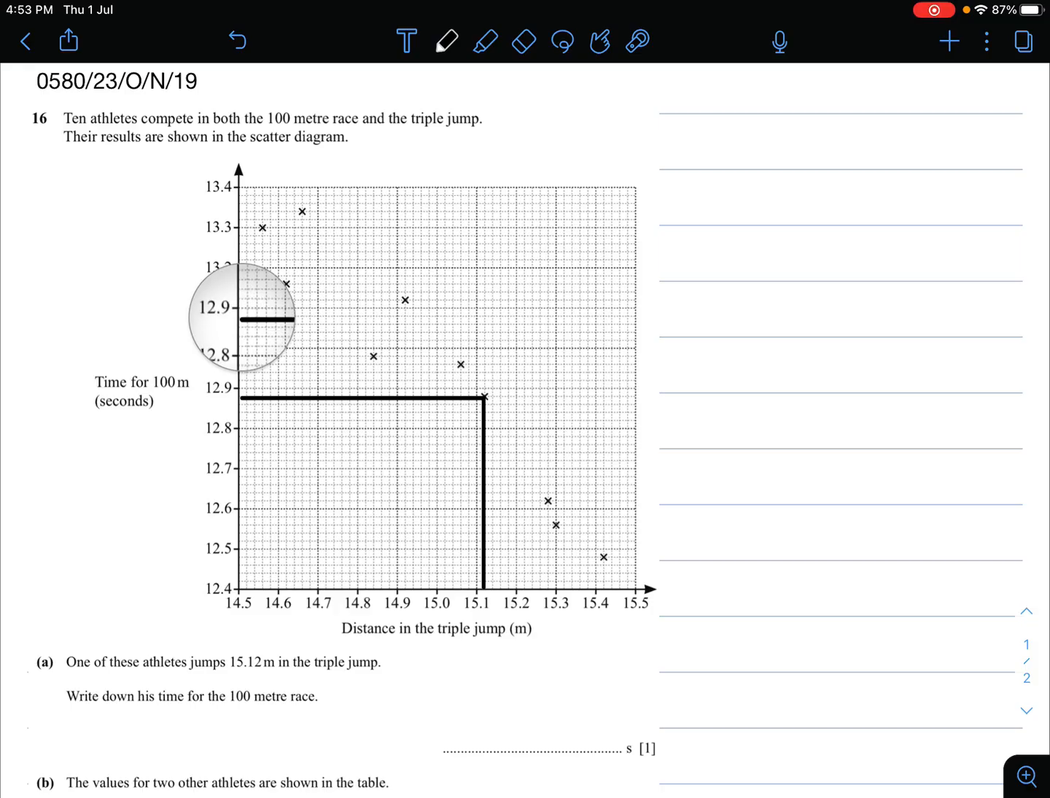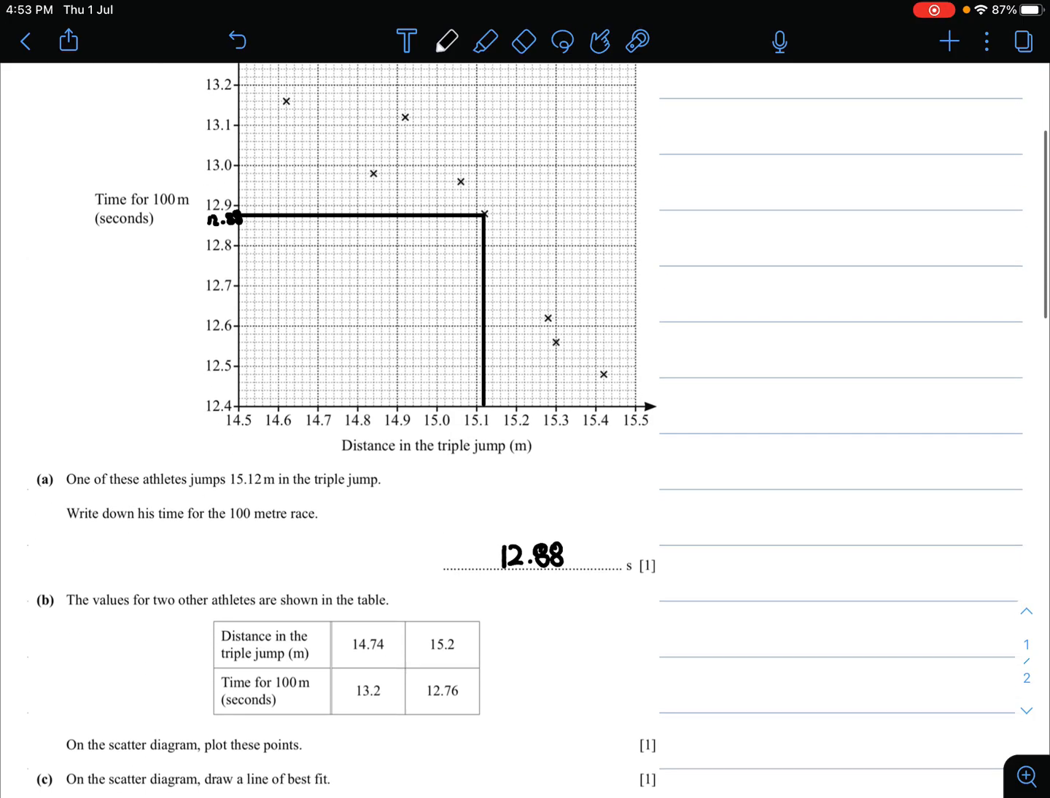That would be right here. So 12 point, again, for one small box they are using 0.02. So 12.82, 12.84, 12.86, 12.88. Therefore 12.88 right here would be our final answer for part A.